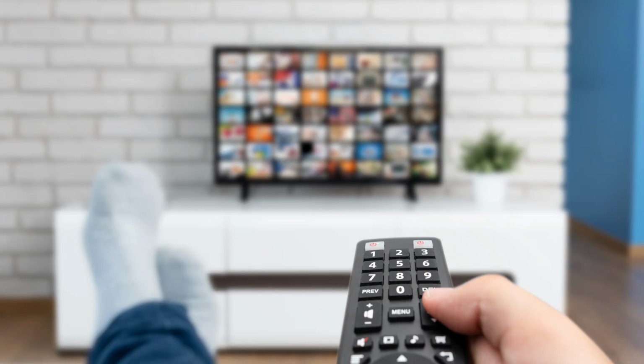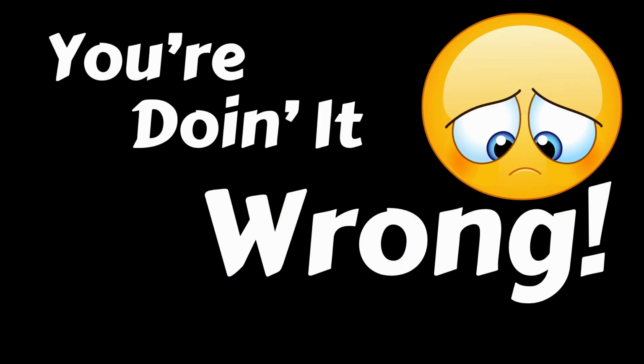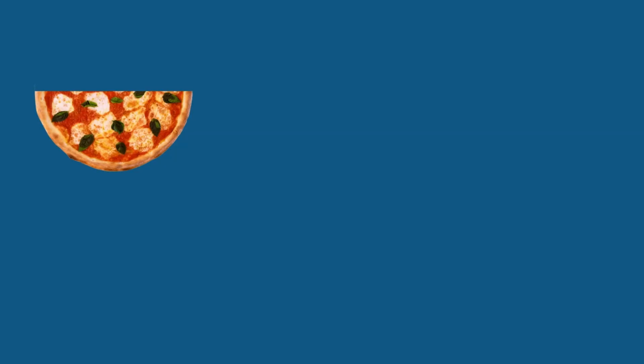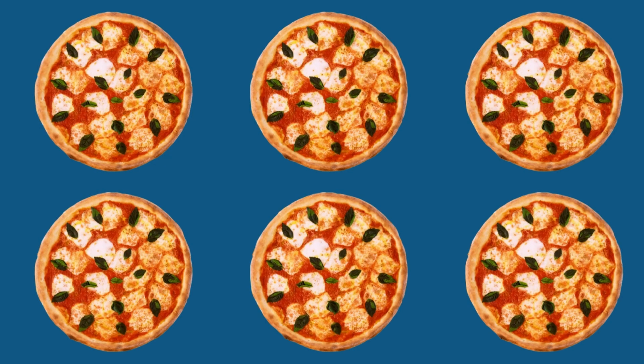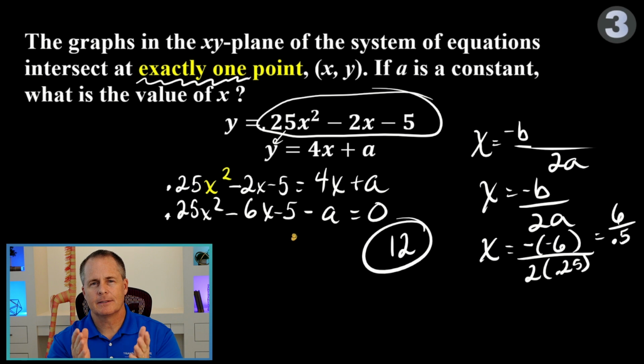Anyways, back to this problem. Negative b over 2a is 6 over 0.5. What is 6 divided by 0.5? What could possibly go wrong next? Did you say 3? If so, you're doing it wrong. It's 12. Wait, what? Yes, the answer is 12. How many halves does it take to make 6? It takes 12 halves to make 6, so the answer is 12.